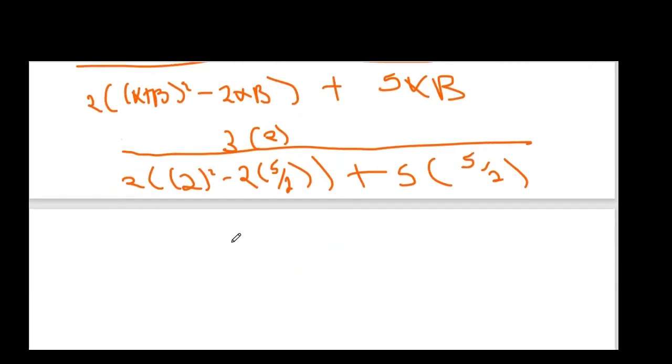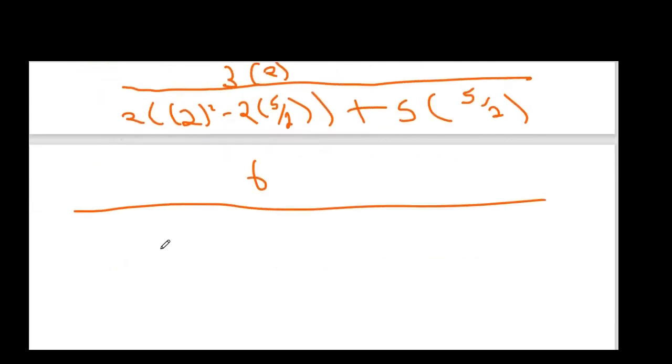So this is our answer now. We have 6 on top. Then down there, what are we going to have? We have 2 there. Then let's find what's inside there. We have 2 squared, which is just 4, minus 2 multiplied by 5 divided by 2. It means you're just canceling the 2 with the 2. So there we have minus 5, like that. Then plus 5 multiplied by 5 over 2.